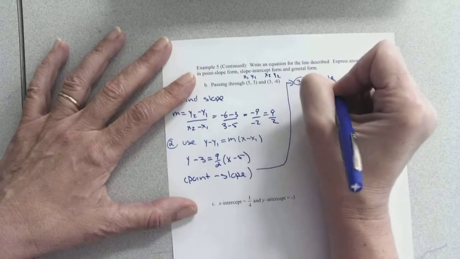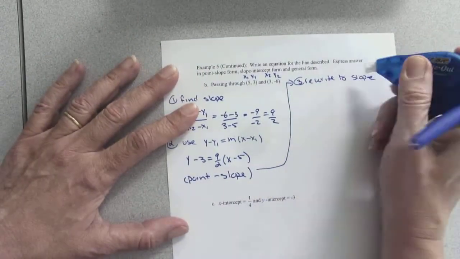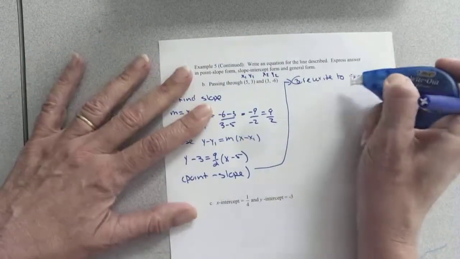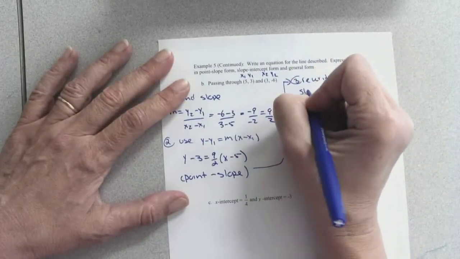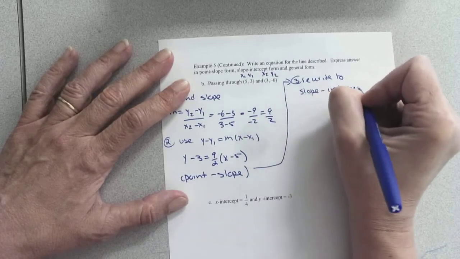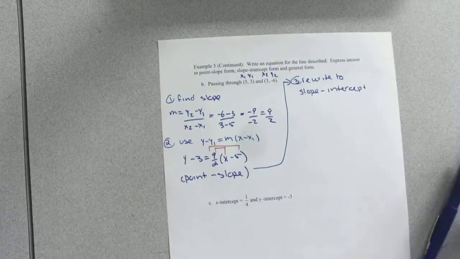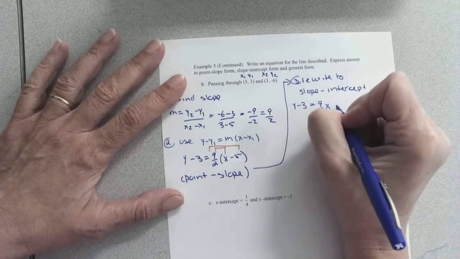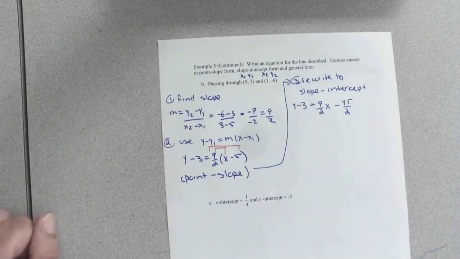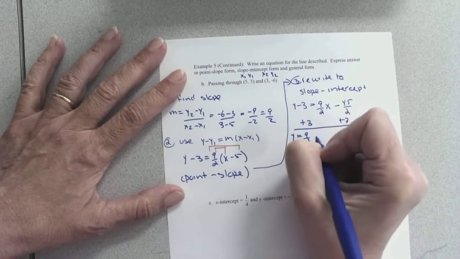Now we'll rewrite to slope intercept. And so distributing here, I'm going to have y minus 3 equals 9/2 x minus 45/2. Yep, got to just leave the fractions the way it is and deal with it. Then add 3 to both sides. And I get y equals 9/2 x.